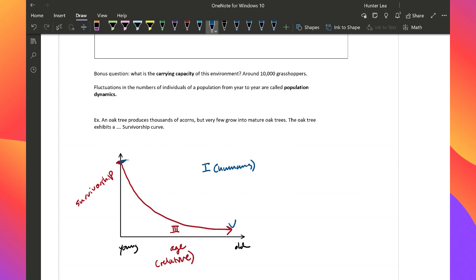We die a lot faster. So high survivorship of young individuals, lower survivorship of older individuals. I'm going to rewrite that. That's a type 1 survivorship curve.